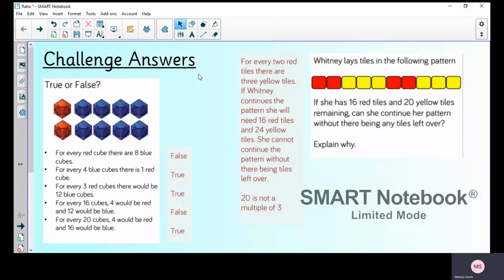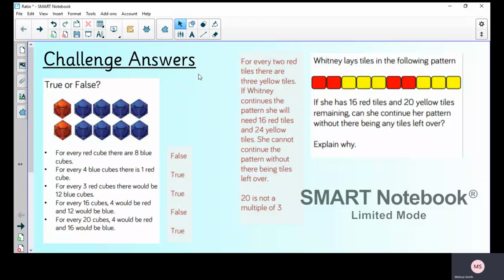Now before we get into the challenge answers, I'm hoping some of the very observant of you noticed that in yesterday's video I referred to the symbol which separates ratios out as a semicolon. That was obviously a mistake and I meant a colon, so I'm very sorry about that.